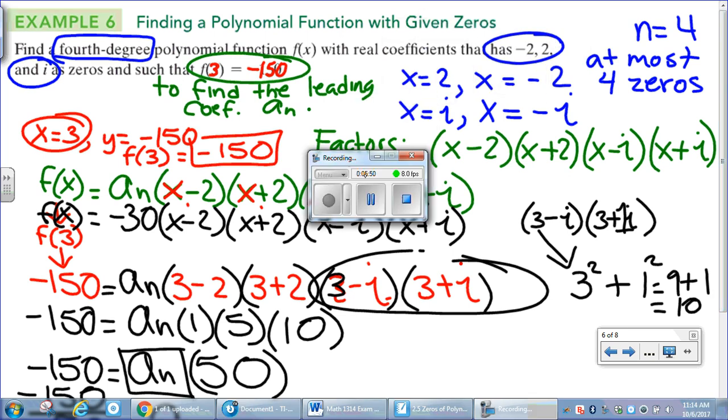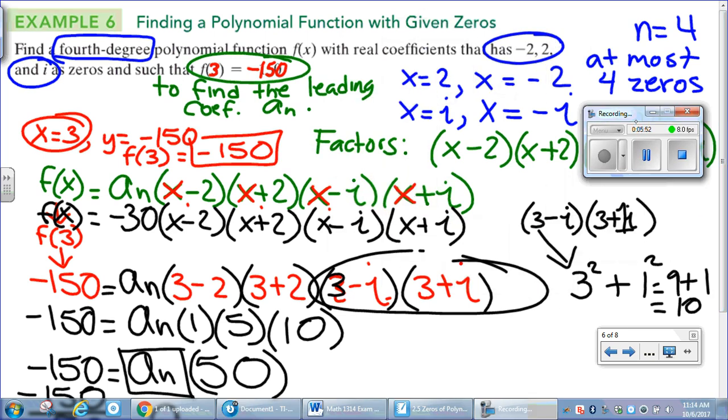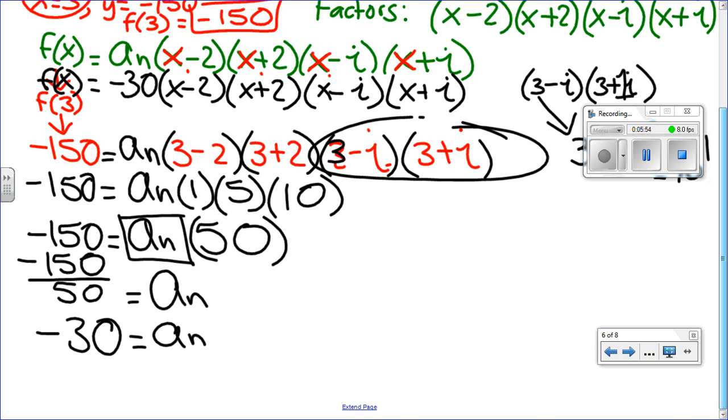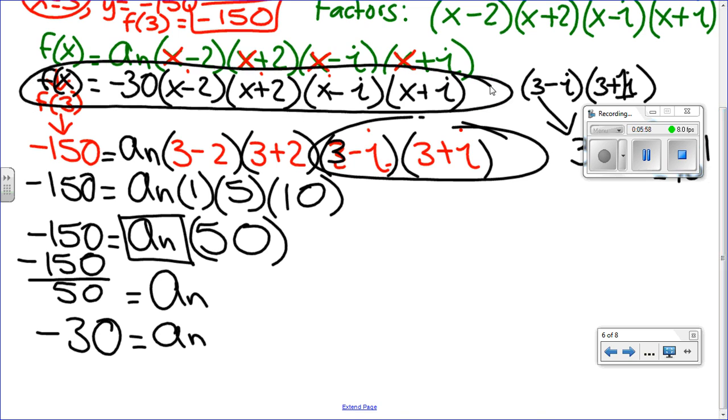Now, sometimes it is enough to leave the polynomial in factor form, and that will be enough. But if you have to distribute it, what I suggest you do is that you take 2 factors at a time.